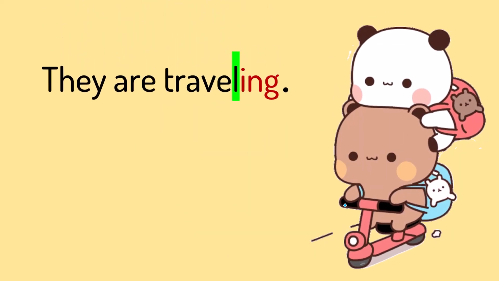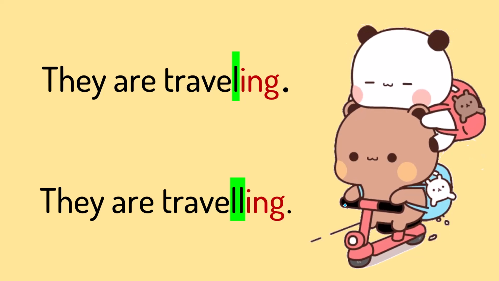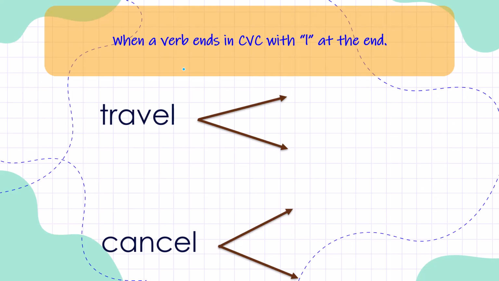Rule number 9. Here we have two sentences. One of them says they are traveling, well, okay, yes, with one L. The second sentence says they are travelling with double L. Okay, so think about it. Which one of them is correct? Well, you may say number 1 or also you can say number 2, but I have to tell you that both of these sentences are correct.